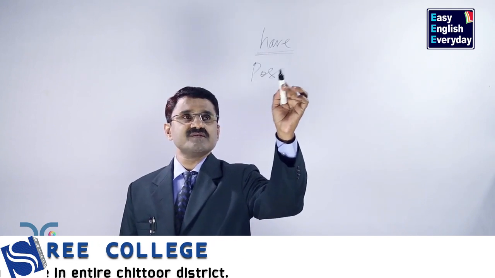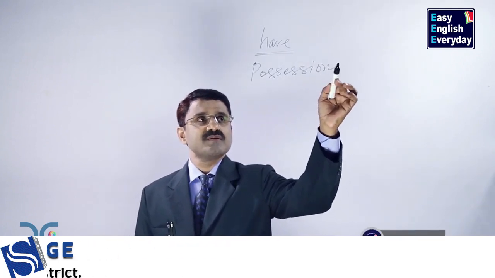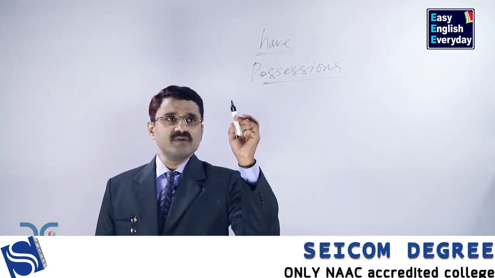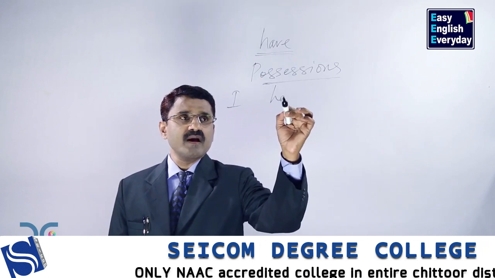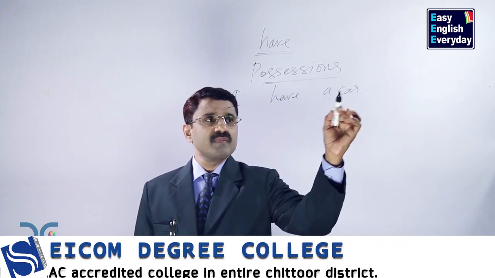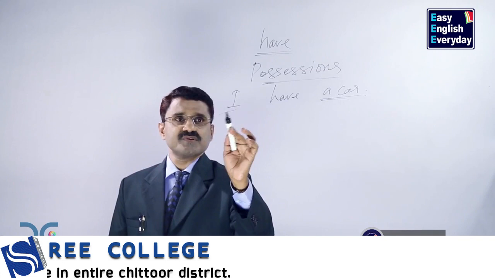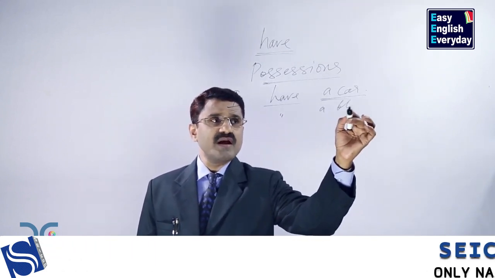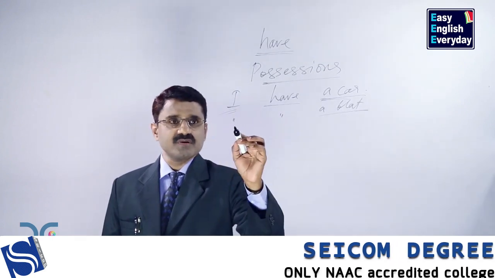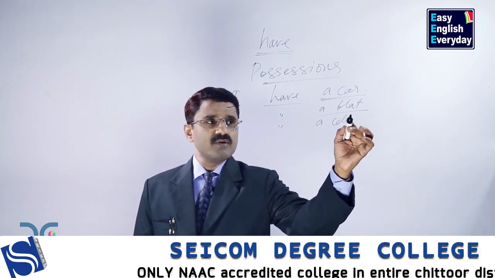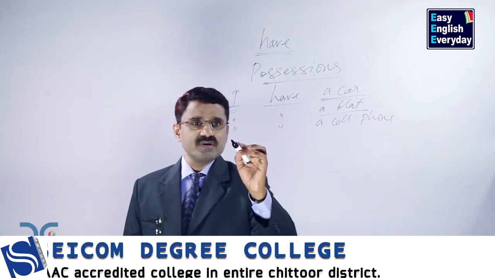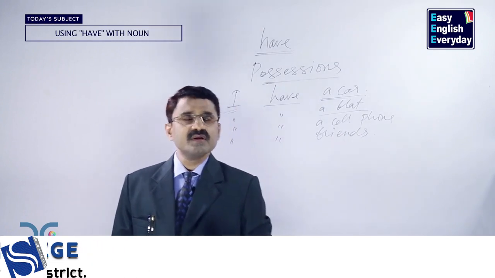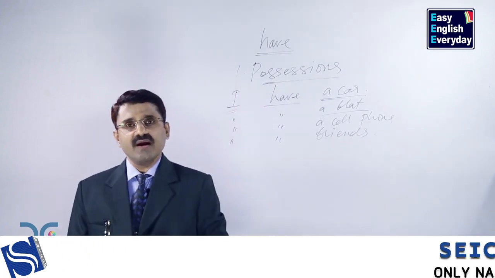All these sentences indicate possessions. They are the possessions of a person. Look at this sentence. I have a car. This is my possession. I have a flat. This is my possession. I have a cell phone. This is my possession. I have friends. This is my possession. So this is the first use of have.